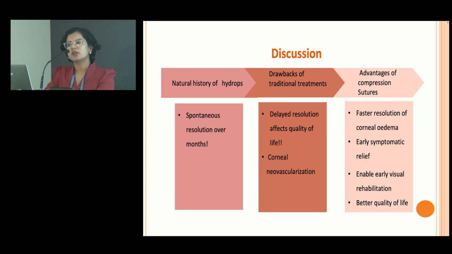Discussion. Acute hydrops is a self-limiting disorder which in many cases resolves by observation alone, but this, as well as the traditional methods, takes a long time for resolution, and this affects the patient's quality of life badly. With the application of corneal compression sutures combined with intracameral air injection, faster resolution of corneal edema is observed, and quicker symptomatic relief is also observed. Probably the complications of long-standing edema like corneal neovascularization as well as scarring might also be reduced, and this helps in early visual rehabilitation and provides better quality of life for the patients.